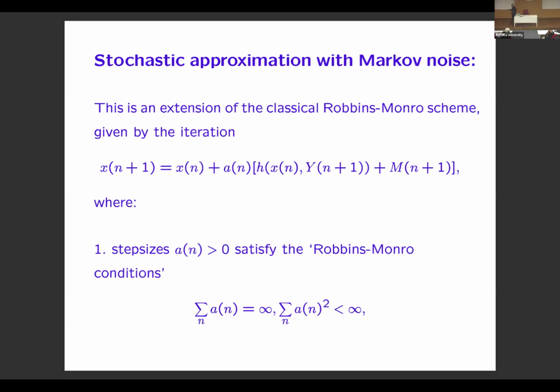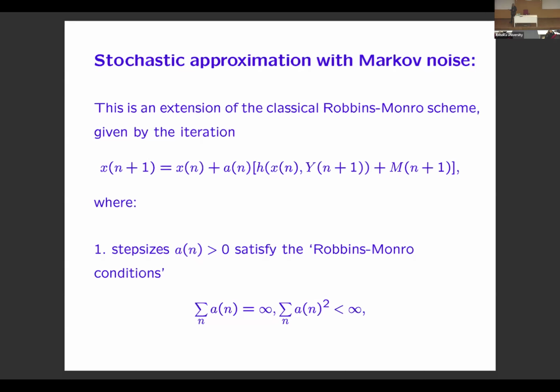Then later on people improved it. The one intuition is that you can think of this if an was fixed. Suppose Mn+1 was not there, so Xn+1 is Xn plus a times h(xn). That's the Euler scheme for solving the differential equation x dot equal to h(x). So this is a noisy Euler scheme with slowly decreasing step size.